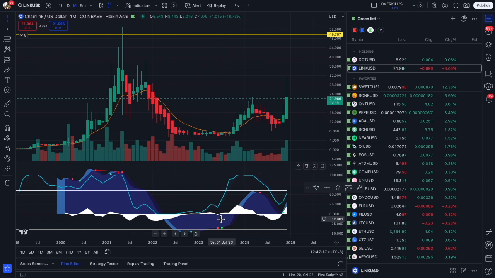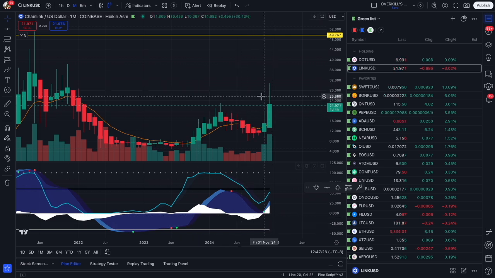The last time we got monthly dots was back here in July. That was at $6. It went all the way up to 23. This one right here was in November. That was at $7. Once again, it went all the way up to 24. This one came in November. We were sitting at 12. It shot all the way up to 32.